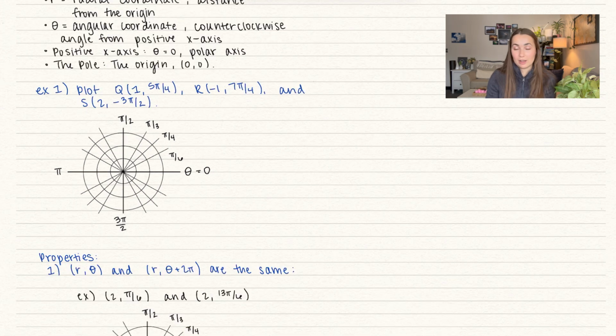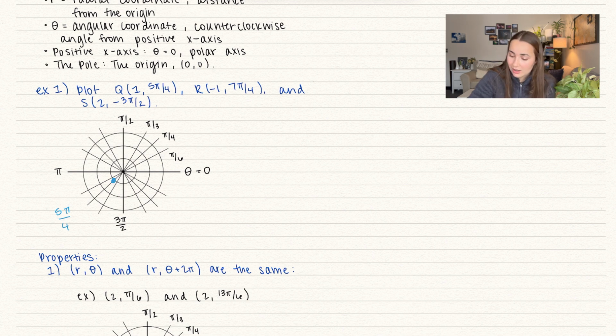So let's go ahead and try out an example. We're going to go ahead and plot these 3 points: Q, R, and S. I suggest you just first go to the angle. So let's go ahead and start with Q. We're going to go to 5 pi over 4. So 5 pi over 4 is going to be down here. And what we have is that we're going to a distance of 1. So we're just going to go out to our first little circle right here. And that right there is our Q.